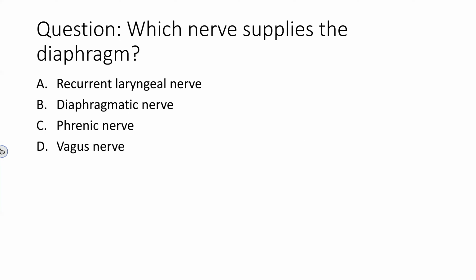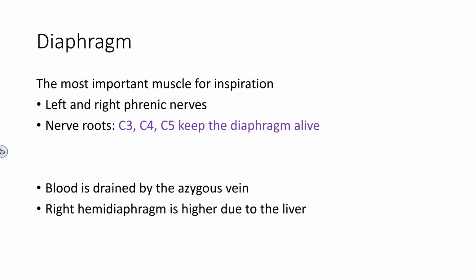Next question, which nerve supplies the diaphragm? I don't think the diaphragmatic nerve exists, and the answer is the phrenic nerve. So something important to remember about that is it's the nerve roots C3, C4, C5, because they keep the diaphragm alive. And that's why any diaphragm pain can be referred up to the shoulder tip, because they're the same nerve roots.